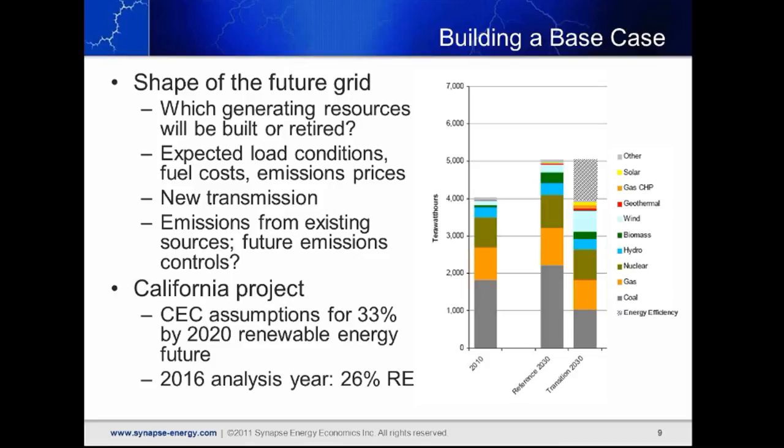Then we need to build a base case. This is essentially asking the question, what's the shape of the future grid? What's it going to look like? Which types of generating resources will be online and available in a future analysis year? What kinds of load conditions are we going to have? Is there going to be new transmission? Are our sources going to be controlled or uncontrolled? And all of these assumptions form the basis of our base case.